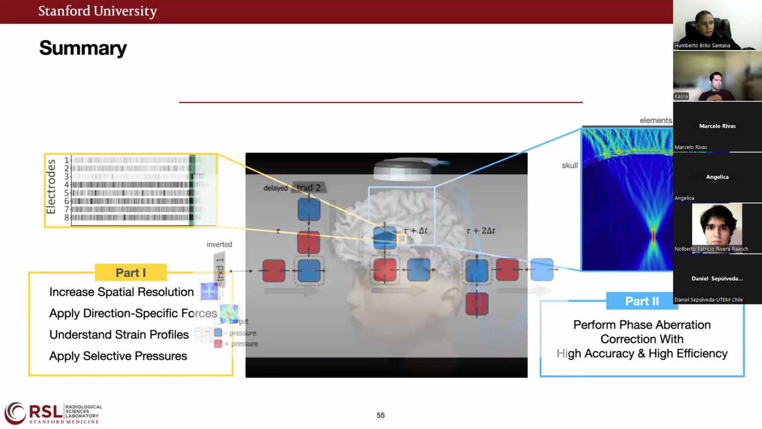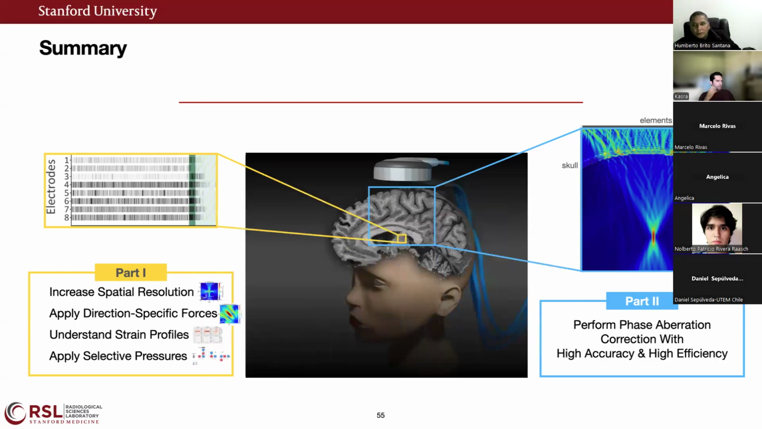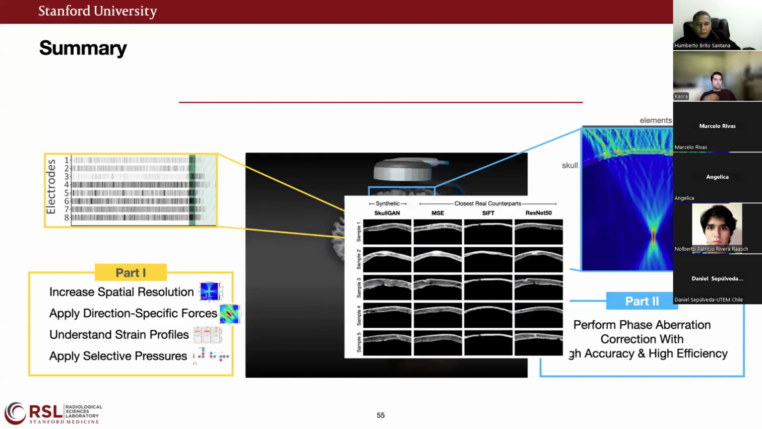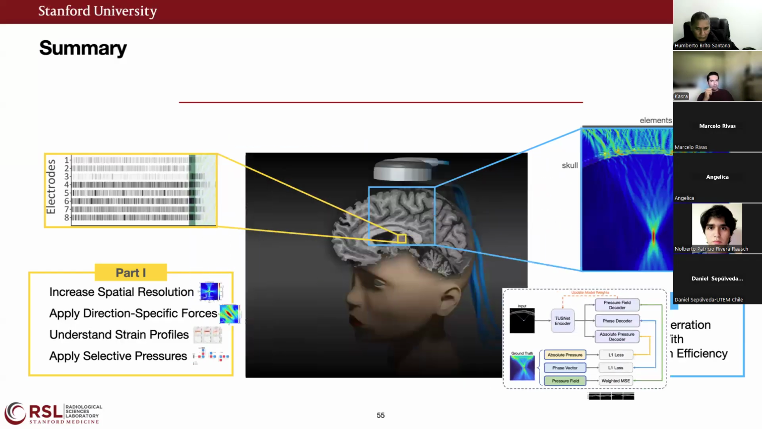And in terms of applying selective pressures, we discussed how we can use this inversion and delay approach to be able to apply pressure selective forces on the target. And in terms of the phase aberration correction with high accuracy and efficiency, we discussed how first we had to develop SkullGAN to be able to generate these realistic synthetic skulls that we can later use to train TUSNet, which is the algorithm that takes as input the skull CT, location of the elements, and the location of the target, and outputs both the phase-corrected pressure field and the vector of phase aberration corrections.